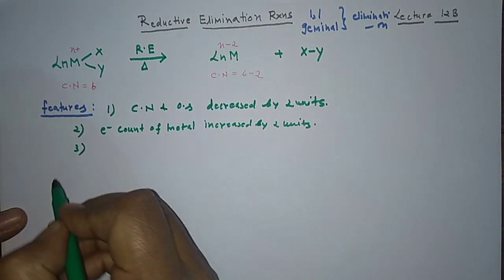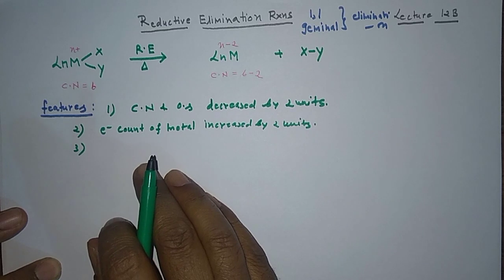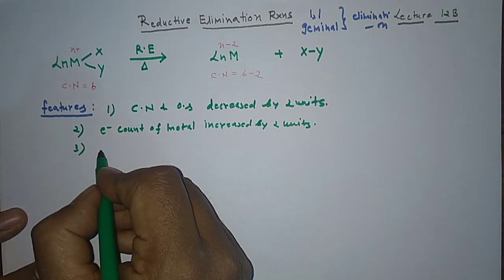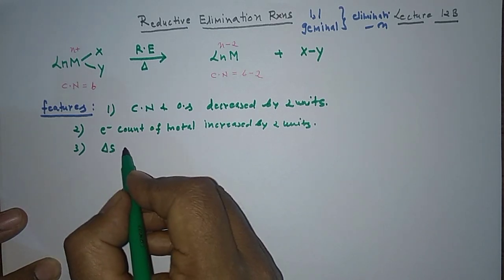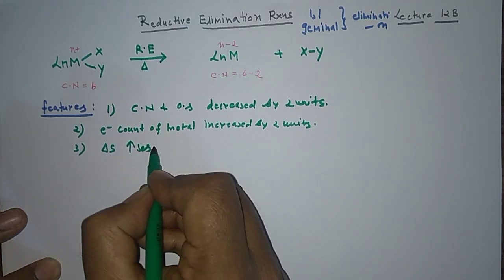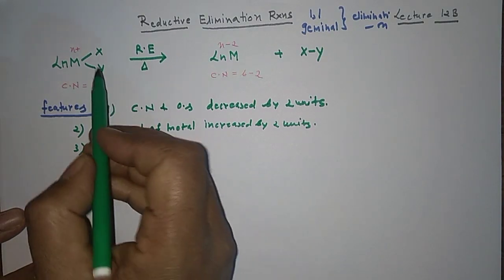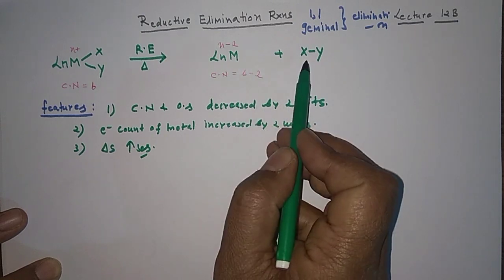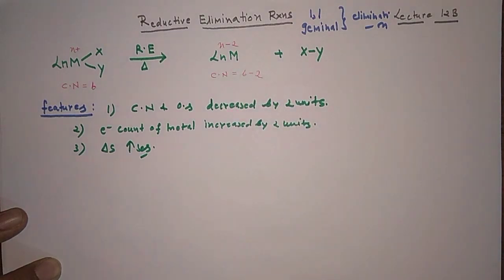And then there comes the third point, guys. See, in a reductive elimination reaction, the entropy of the system increases, right? That means delta S, the change in entropy, increases. Why does the entropy of the system increase? Because here you have taken only one molecule, and in the product you are getting two molecules. That means the randomness of the reaction mixture increases, so entropy increases, right? So this is a thermodynamic parameter, which can give you a 2-marker question in your CSIR NET examination.